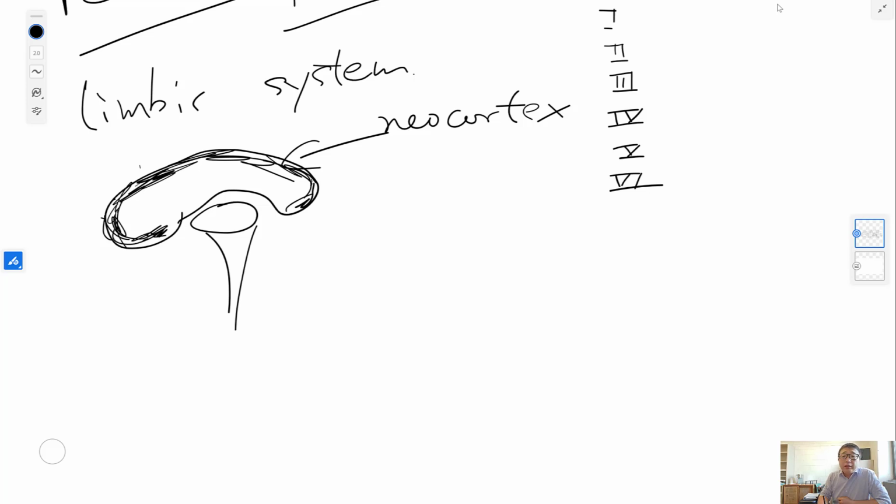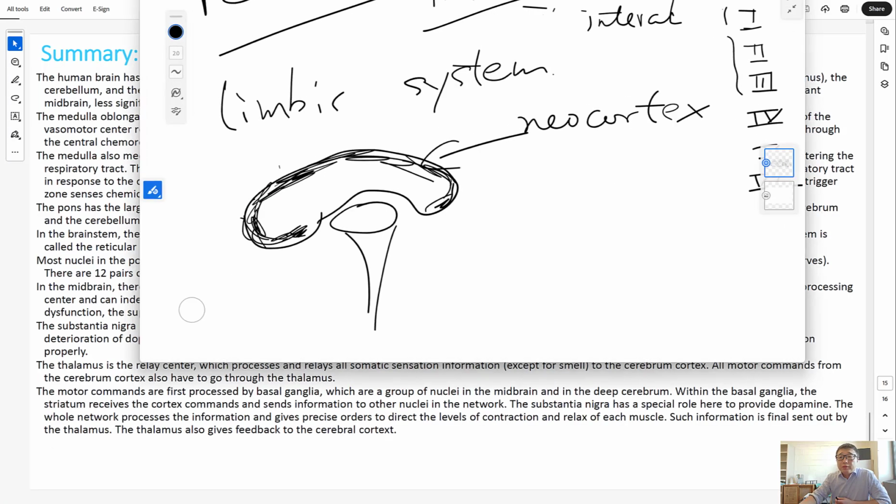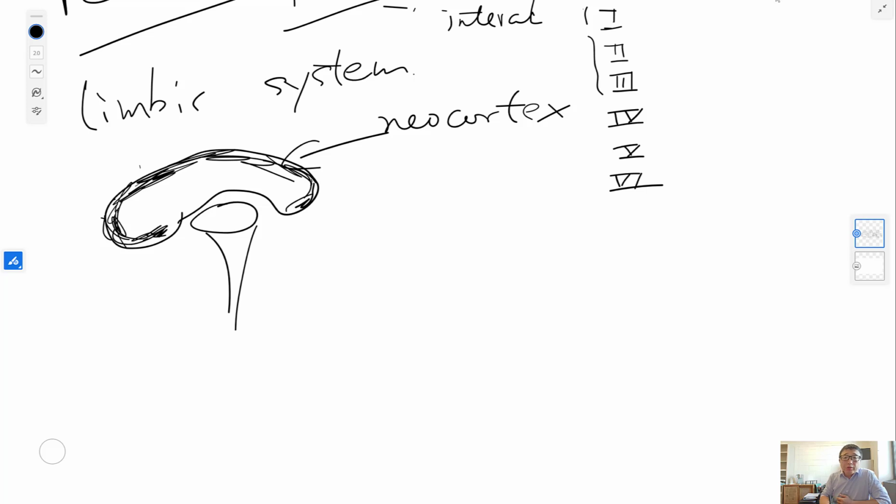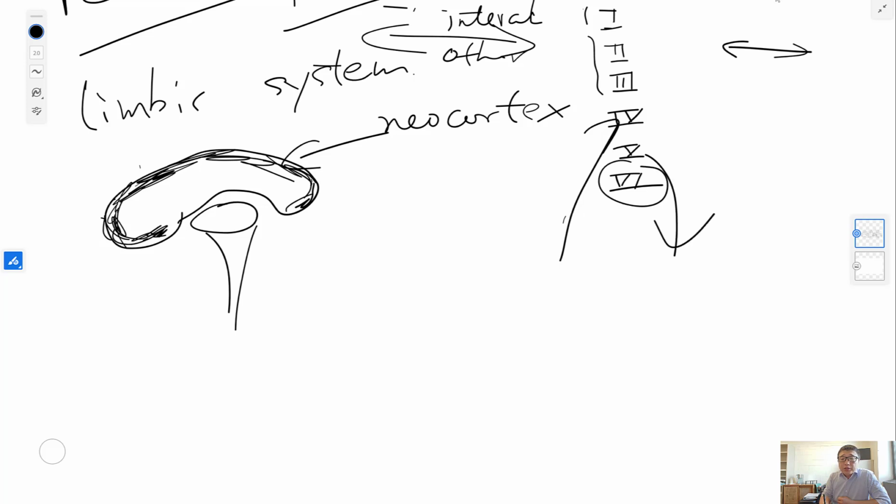That's why we call it the neocortex. And in the neocortex, layers 1 to 3 mediate the interaction between other cortex areas, the lateral interaction. And then layer 4 mainly receives signals. Layer 5 sends signals. Layer 6 is modulation of signals. So this is the major function of the neocortex.